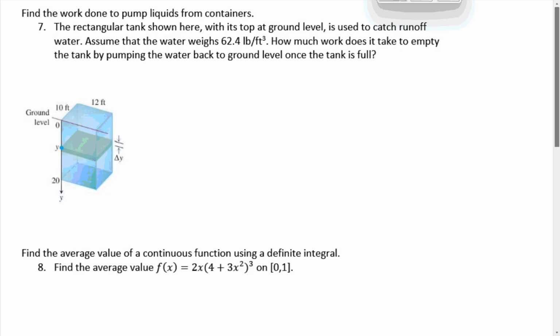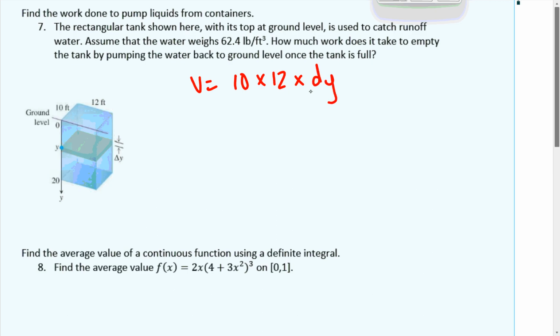But I know some that you guys wanted to see number 7 specifically. Okay, so here is my shape that I have. So I'm going to take a cross section of that. The cross section is a rectangle, so the volume of my cross section would be 10 by 12 by the change in y, which is just the same as dy.